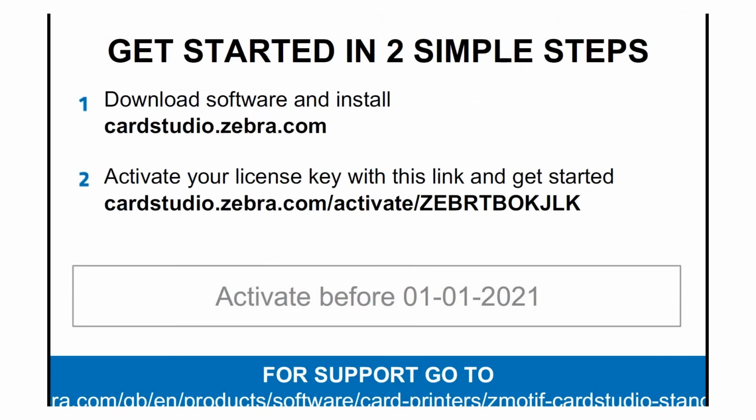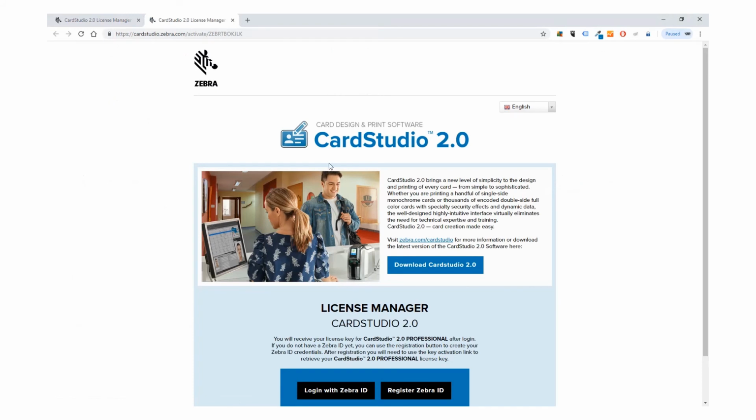Upon purchase, Card Studio 2.0 license keys are distributed via a software activation link that is provided by email or printed on the physical package. The software activation link that you received looks like this. Use the software activation link provided in your browser. The software activation link will take you to the Card Studio 2.0 license manager.